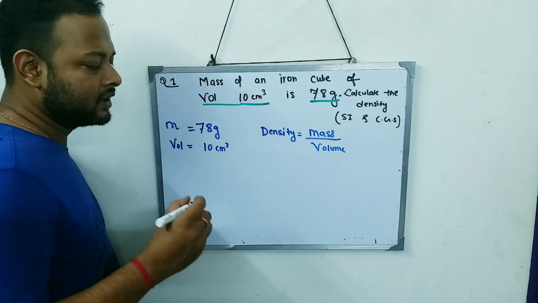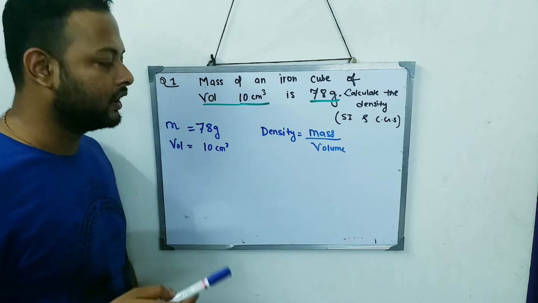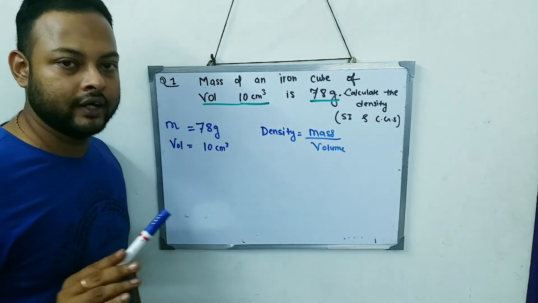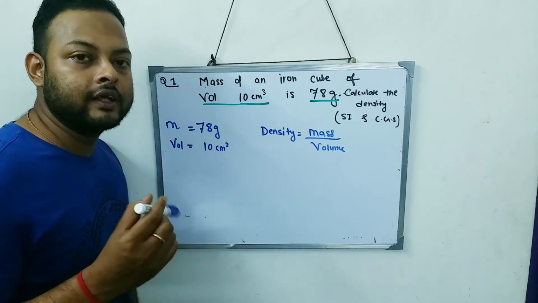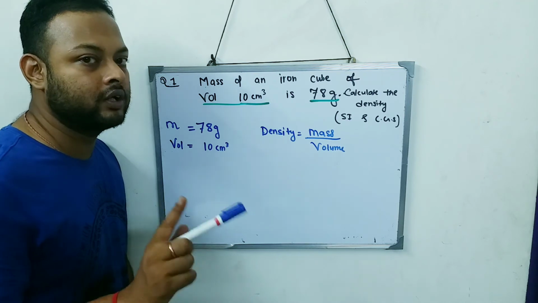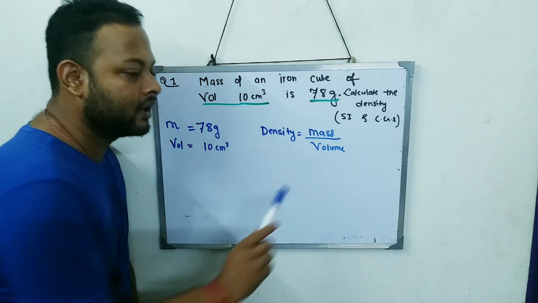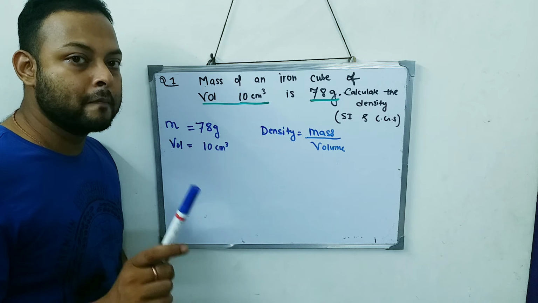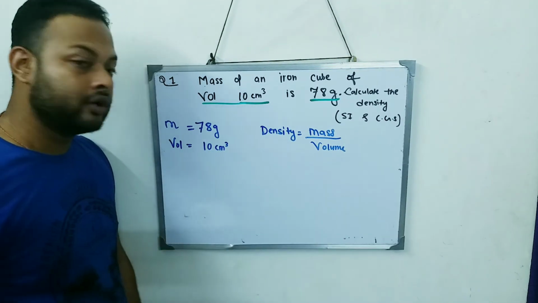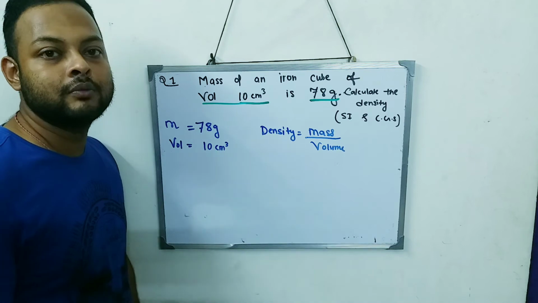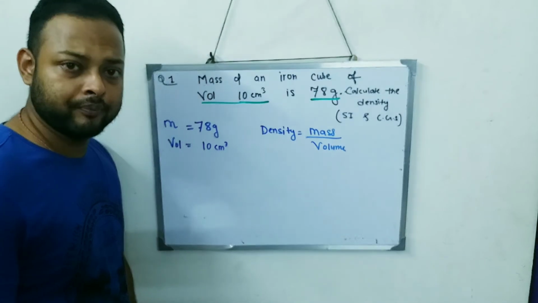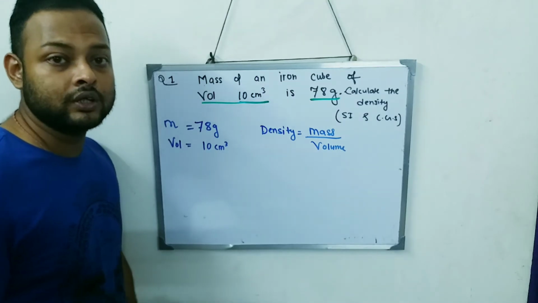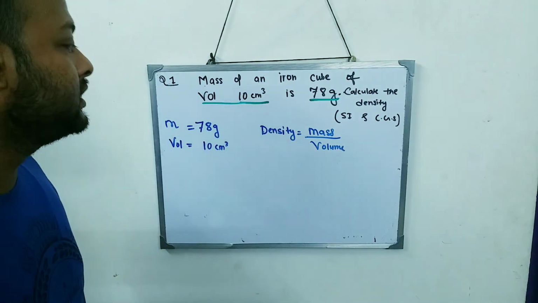But before I do the sum, just think by yourself: after putting the two values in, whatever answer I get, will I get the answer in CGS unit or SI unit? I'll get my answer in the CGS unit, because you can see gram and centimeter cube, and both of them are CGS units. So definitely I'll get my answer in CGS unit.